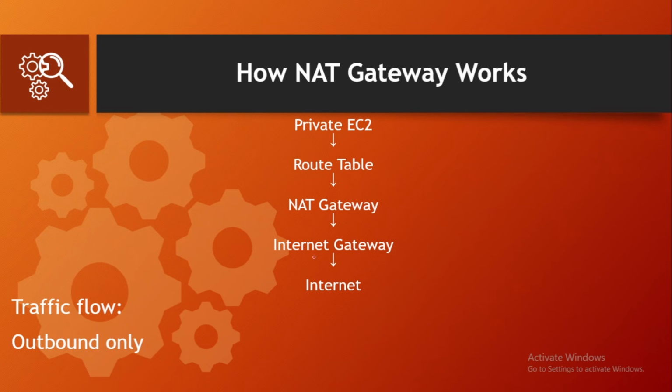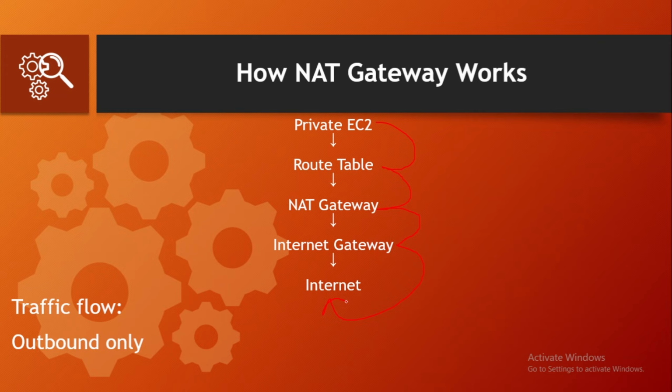Now let's understand how NAT gateway works. The flow is very simple. Your private EC2 instance sends a request to the route table, which directs it to the NAT gateway. Then the NAT gateway sends that request to the internet gateway and finally to the internet.